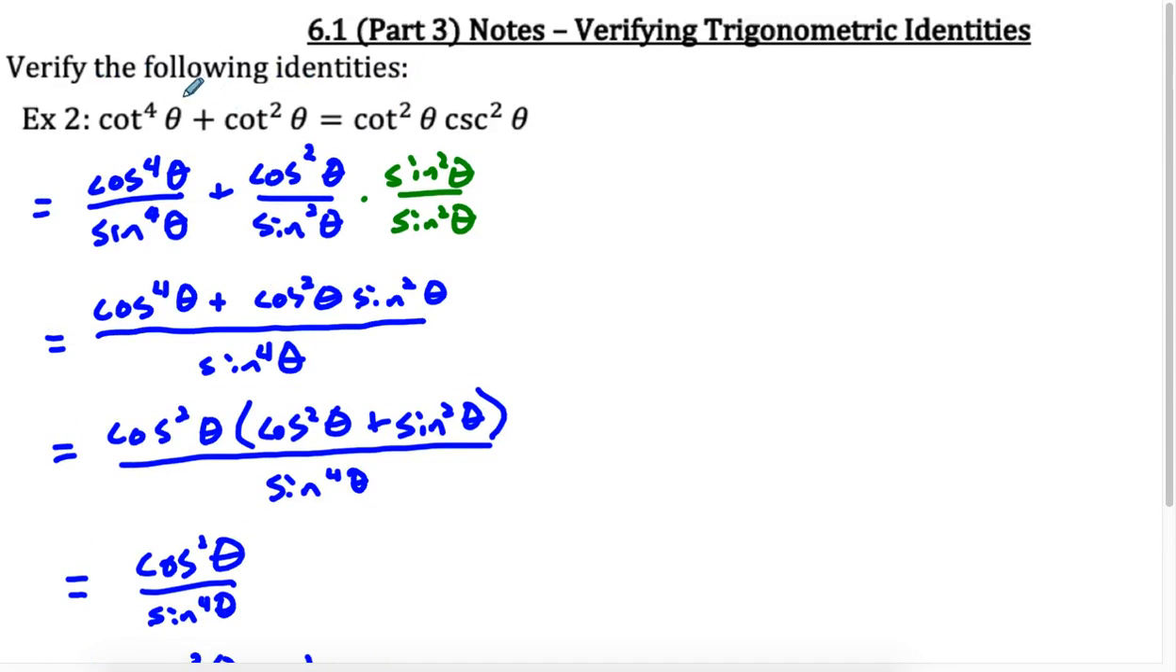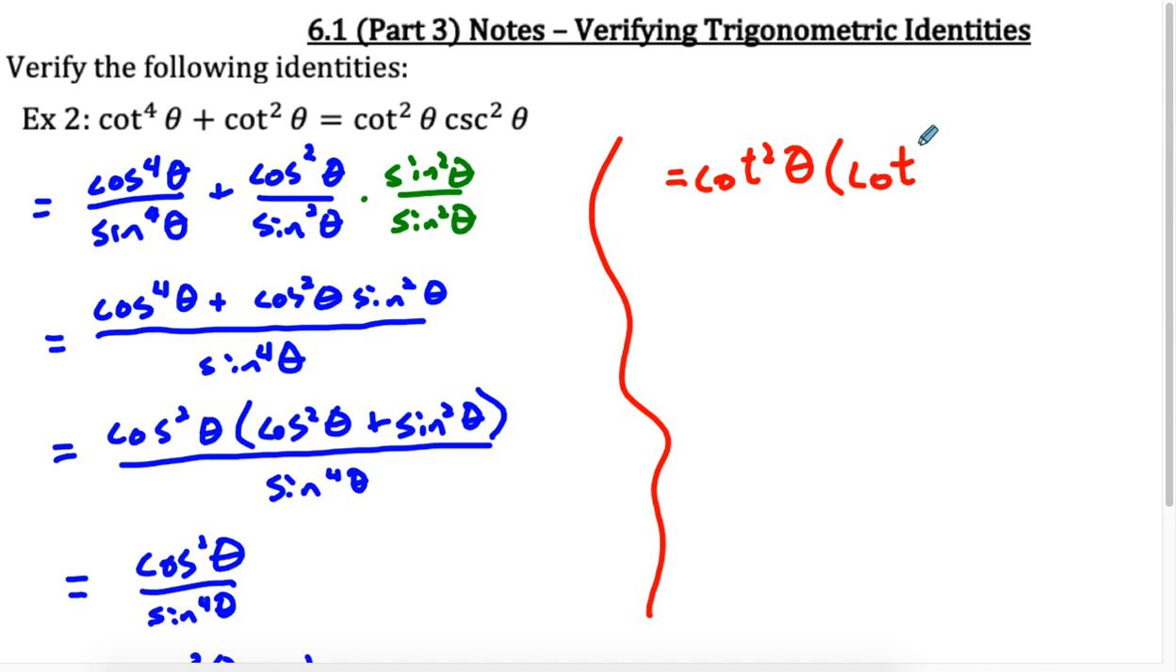Another option we could have used, we could have factored, okay? In my original problem here, I could have taken a cotangent squared out of both of those terms. So let me do that over here. I'm going to show you a different way to do this. So if I factor a cotangent squared out, I'll have cotangent squared times cotangent squared plus 1. Well, this is one of our Pythagorean identities, right? Cotangent squared plus 1 is just equal to cosecant squared.